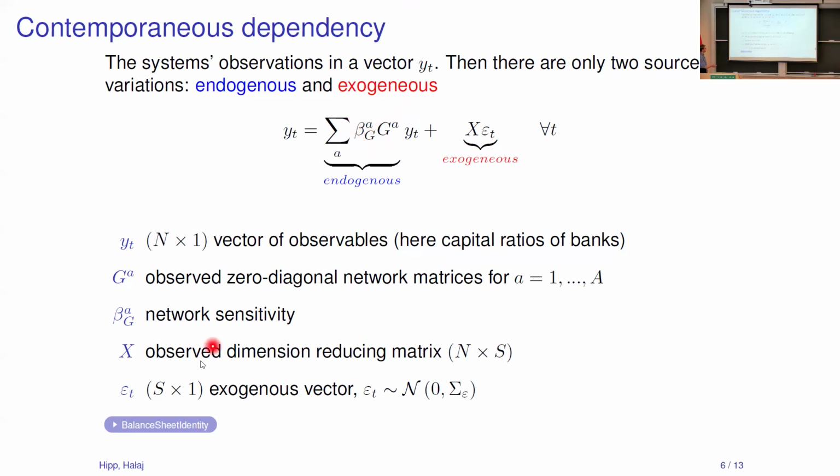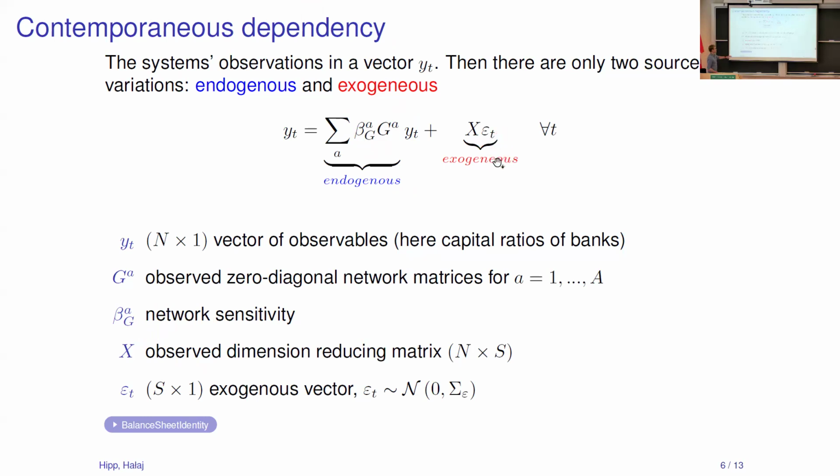That's the network sensitivity parameter beta. And then lastly, we have one thing that would lead from the systematic risk part, that is how these shocks actually impact the system. So how do they actually distribute over the banks when a shock comes and enters the system? And that's the exogenous part here, that is X times epsilon t.